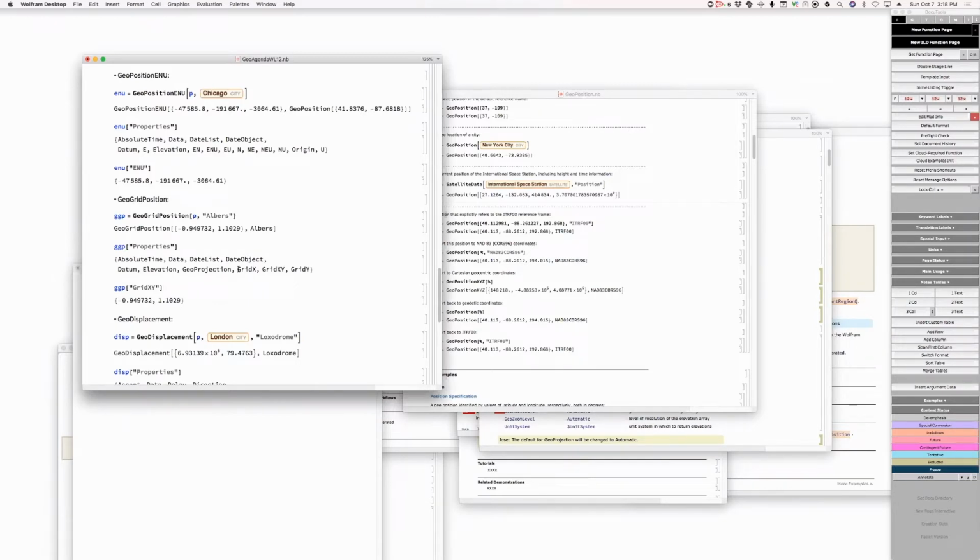Yes, so when we are working with the geogrid position, for example, I want to stress that you are extracting grid coordinates, and that's why I put grid in front of all of them. Seems reasonable to me.